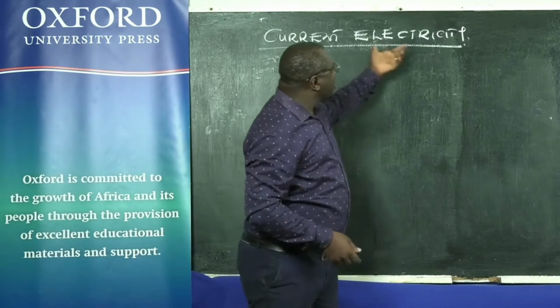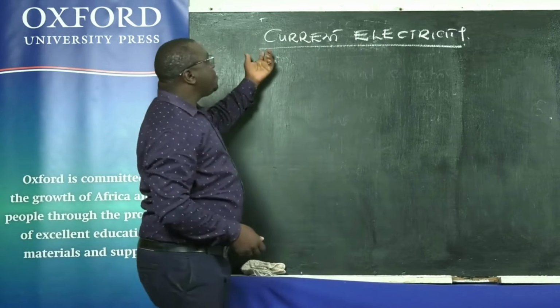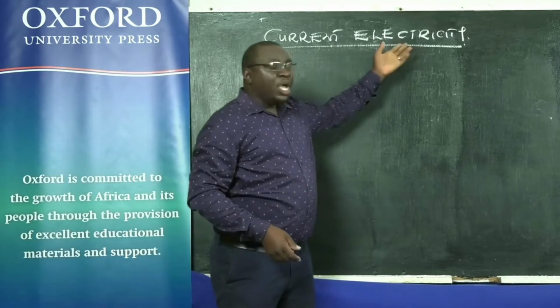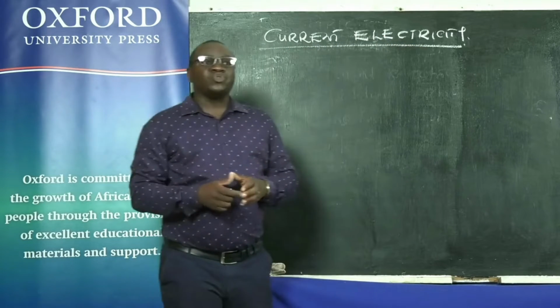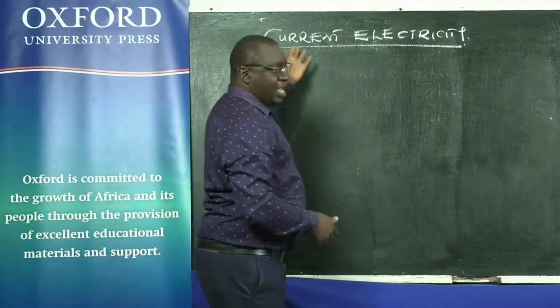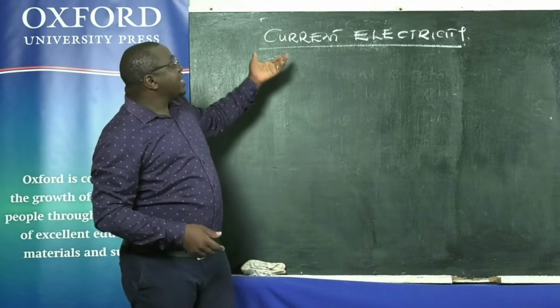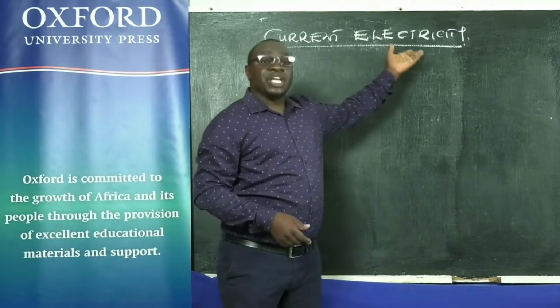The word electricity is drawn from the word electrons. So in this case, we have a flow of electrons. Current electricity basically has to do with the flow of electrons. Now, electrons in their own sense are called charges, so we may say we are simply looking at the flow of charges.